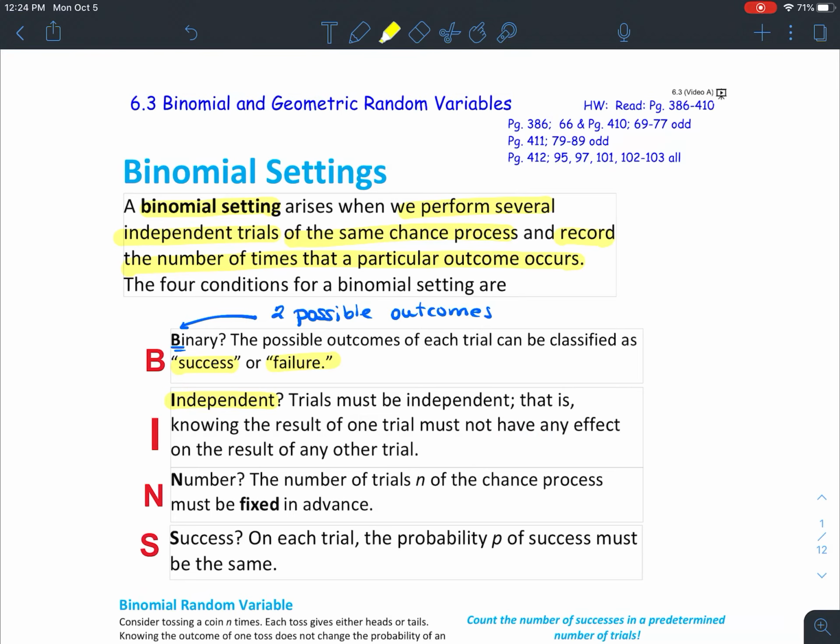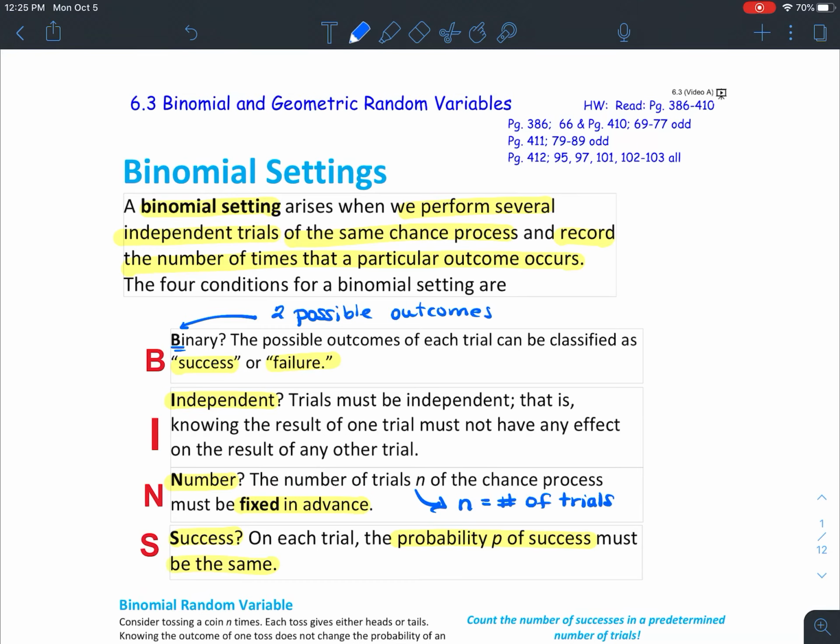The N in BINS stands for number, specifically the number of trials that you're going to be performing of that chance process. It has to be fixed in advance. So within the problem, it has to mention you're going to be doing this specific number of trials. We always let a lowercase n represent the number of trials. And then the S stands for the probability of a success, and that has to be the exact same probability from one trial to the next. It can't fluctuate from one trial to another.